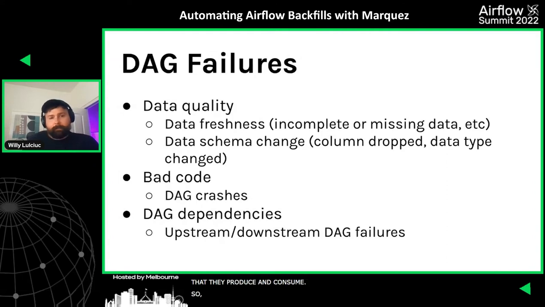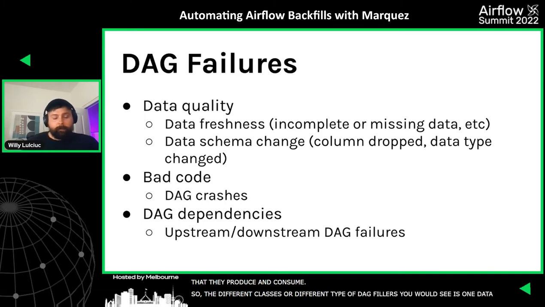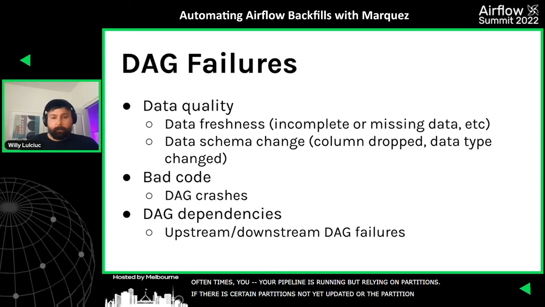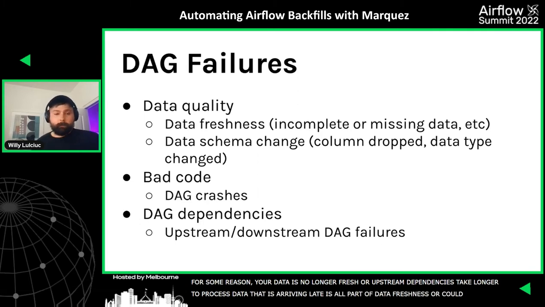The different classes or types of DAG failures that you'd see are, one, data quality. When I say data quality, I'm talking about data freshness, and that could be incomplete data. Oftentimes your pipeline is running, but it's relying on partitions. If certain partitions are not yet updated, or the partition itself is not available for some reason, your data is no longer fresh. Or maybe your upstream dependencies are taking longer to process data and data is arriving late. That's all part of data freshness, or could result in issues with data freshness.